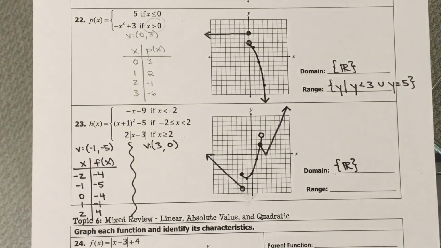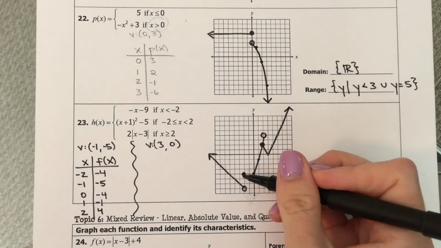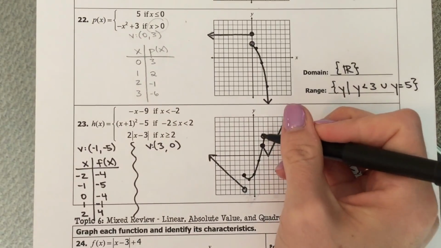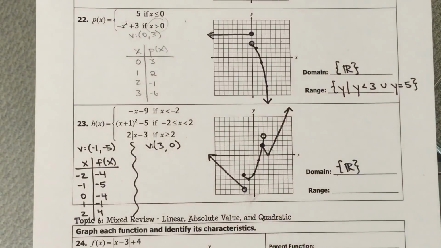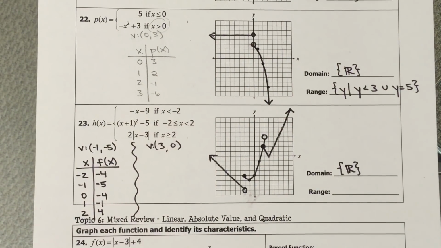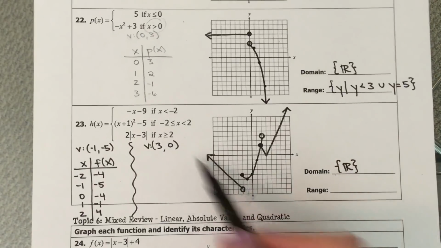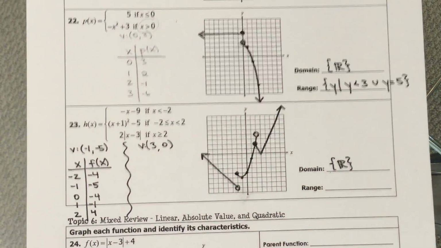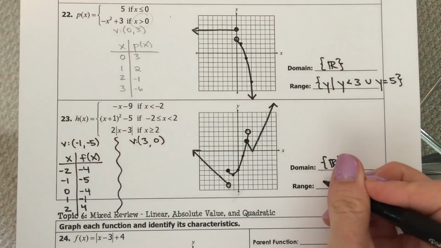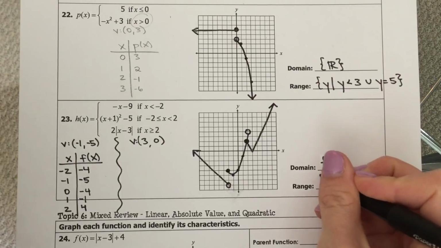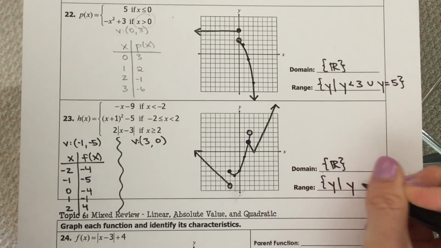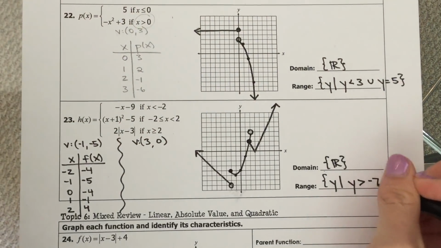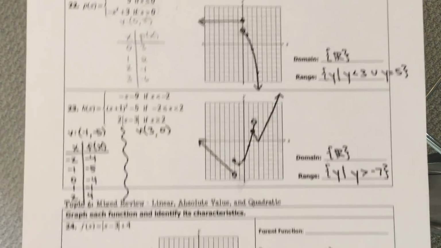Okay, so for the range, you look for any vertical gaps. So there's a vertical gap right here, but it gets made up in this part of the graph. There's a gap right here, but it gets made up in this part of the graph. And then when you look down below, because the arrows both go up, there is a minimum value here. So it never goes any lower than -7. So if it never goes any lower than -7, you would write my y values are always above, and it's just a greater than because that's an open circle. All right, so it would look like that.